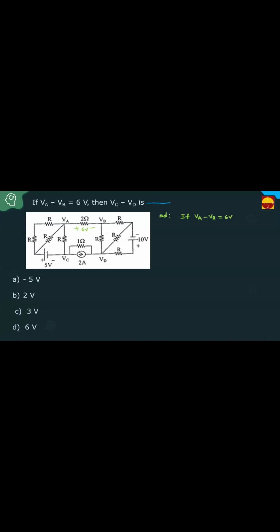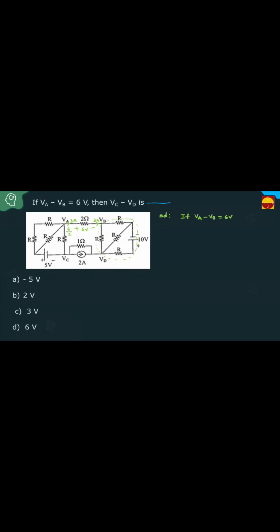Once you know this 6 volts, what is this current? 6 by 2, which equals 3 amperes. Correct? They have given the voltage between A and B. Once it is 3 amperes, 3 amperes is entering here. If 3 amperes is entering, this is one network now. Please concentrate. This is one network, a circuit. What is the entering current for this network?